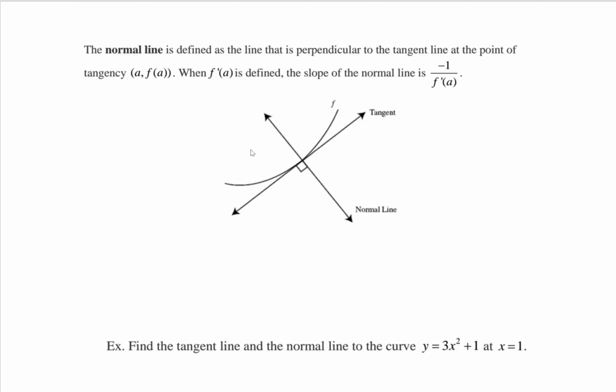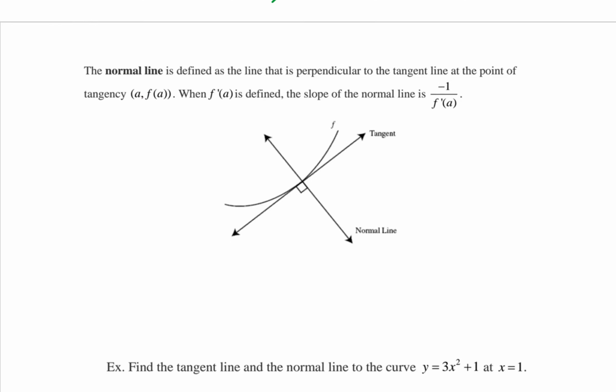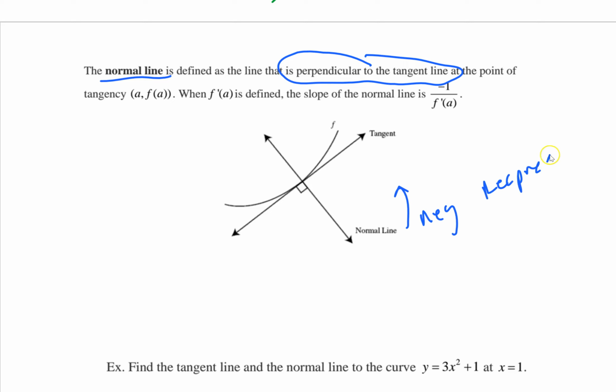That's a normal line. So here's the gist. Normal line is a fancy term for perpendicular. That's it. So if you have a tangent here, the normal line is perpendicular to that tangent line. So remember what that means? If you guys remember perpendicular lines, it's the negative reciprocal of the tangent line's slope, right? So you flip it, change the sign.